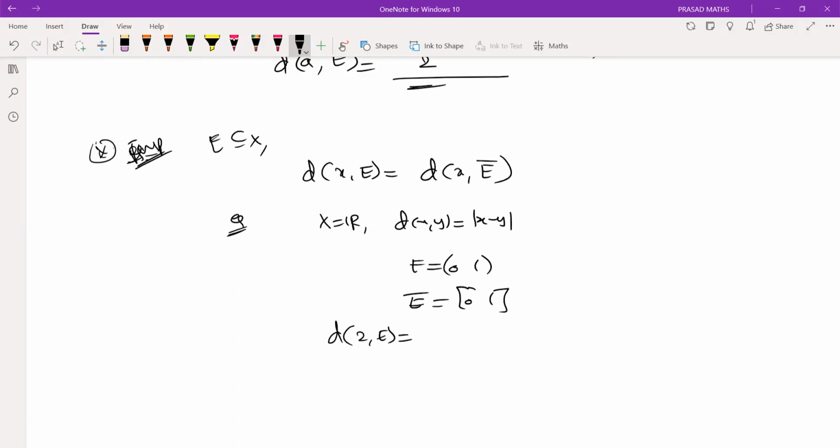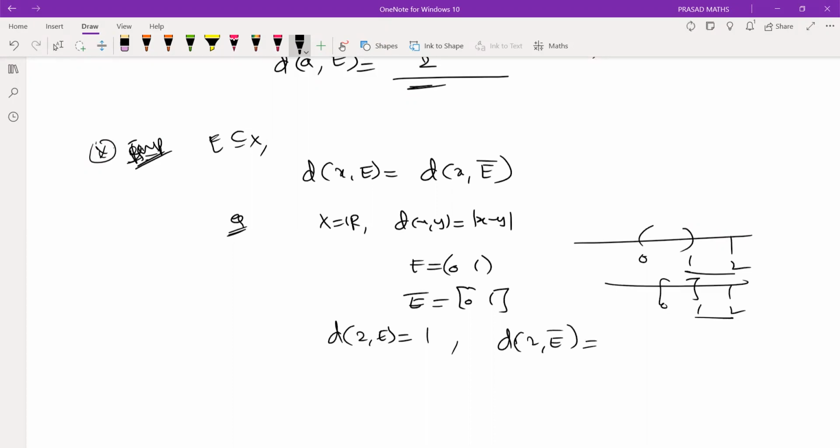So what do you mean by distance between 2 and E? It is nothing but 1, right? The difference between this and this. What do you mean by distance between 2 and the closure of E? This is nothing but the distance between this and this, that means 1. So distance between x and E is the same as distance between x and the closure of E. Is it clear?